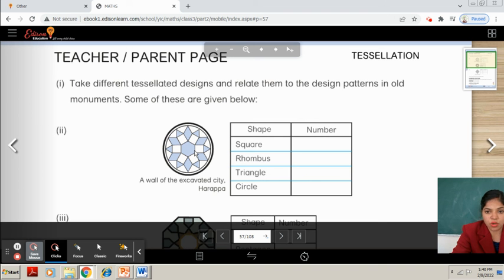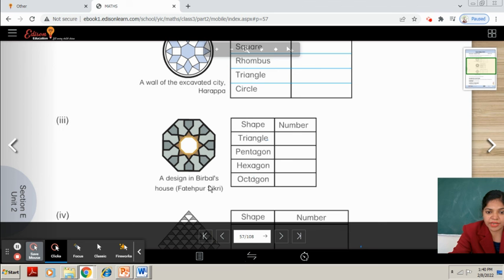Now you know what tessellated is. Yes. So see students, again this is the design of Birbal's house, Fatehpur Sikri. Fine. You will count the number of triangles, pentagons, hexagons, octagons. Fine. In a triangle, how many sides are there? 3. In a pentagon, how many sides? 5. In a hexagon, how many sides? 6. In an octagon, how many sides? 8. Okay. The 8-sided polygon is called an octagon. The 6-sided polygon is called a hexagon. The 5-sided polygon is called a pentagon. The 3-sided polygon is called a triangle.